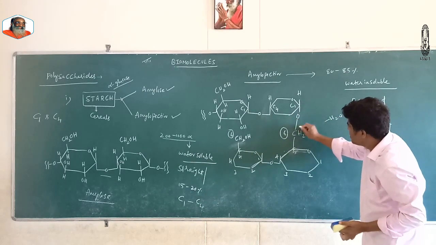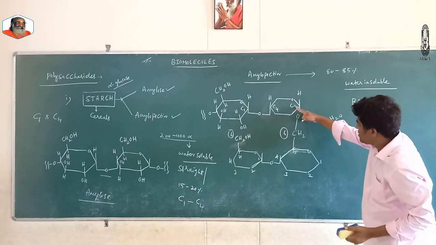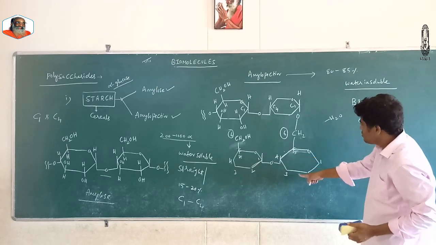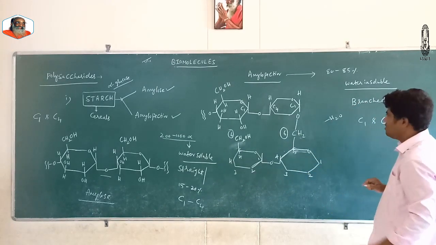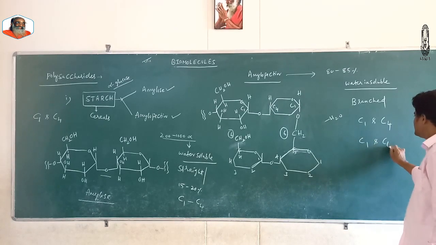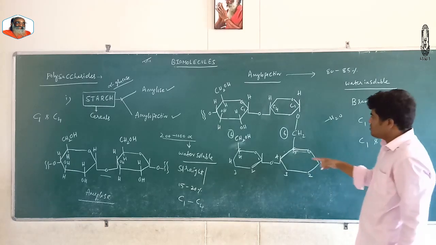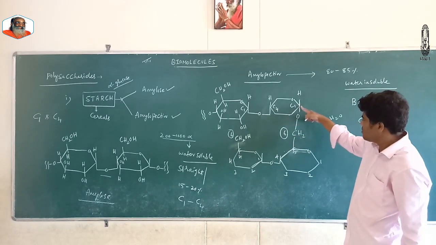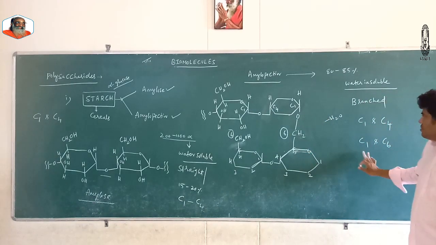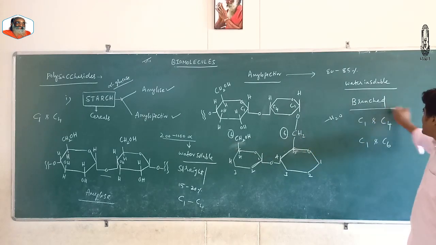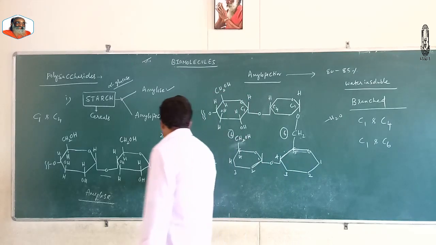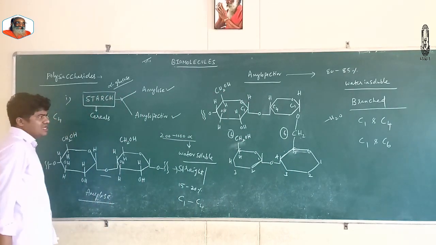The branching occurs at the first carbon of one alpha D glucose with the sixth carbon of another alpha D glucose. In addition to the C1 and C4 glycosidic linkages, we have branching at C1 and C6. It is a branch. And what about amylose? It is straight or unbranched.